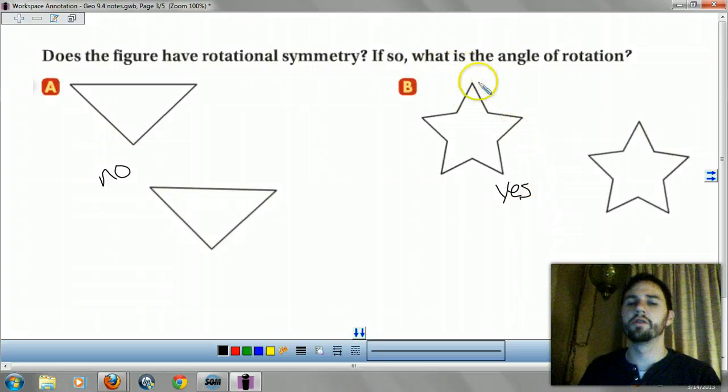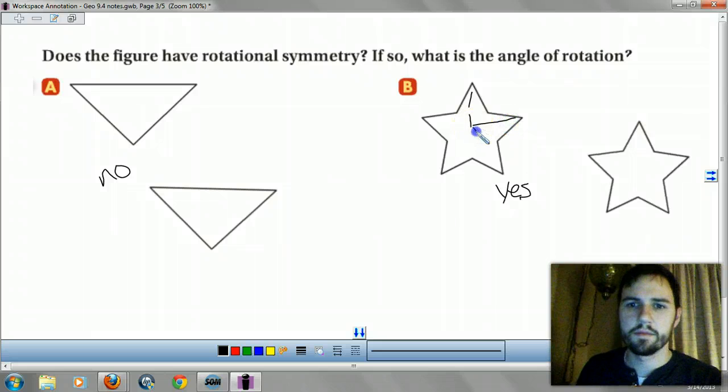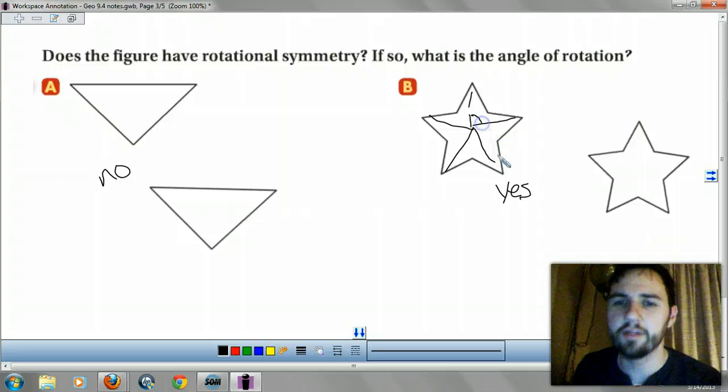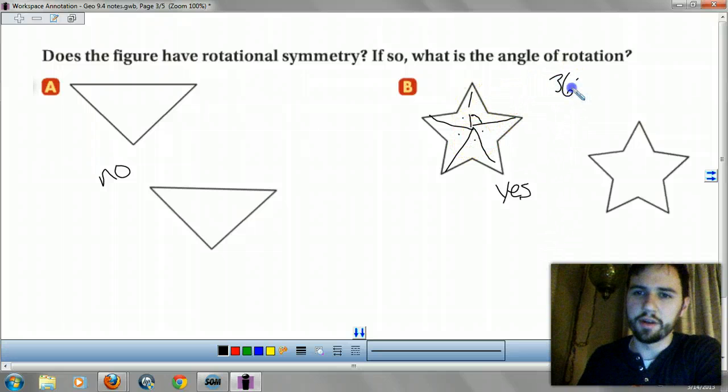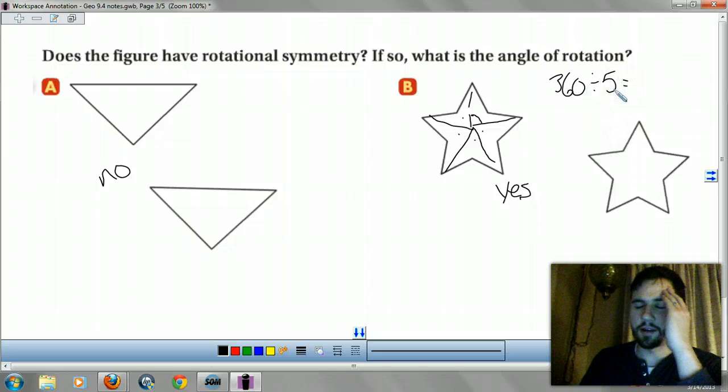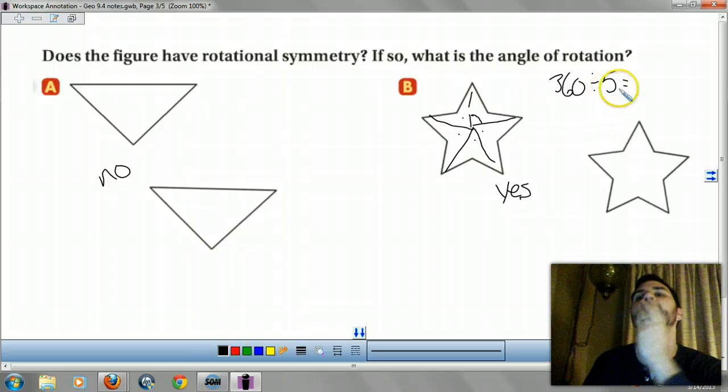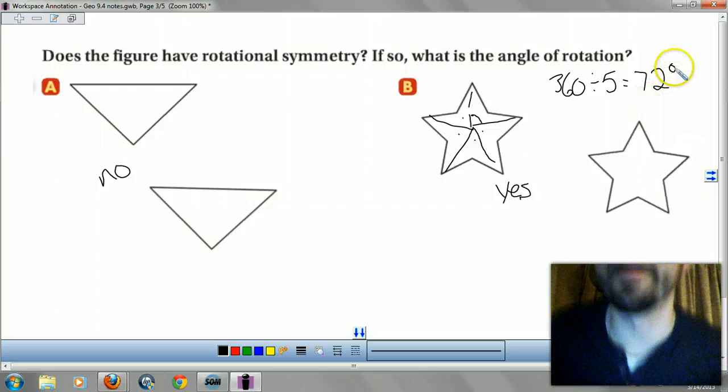Now what's the angle of the rotation? Well, think about this. If I were to connect these, how could I find that angle? Well, there's 1, 2, 3, 4, 5. How many degrees in a circle, guys? And everyone said 360. So 360 divided by 5 is 72. So it's 72 degrees.